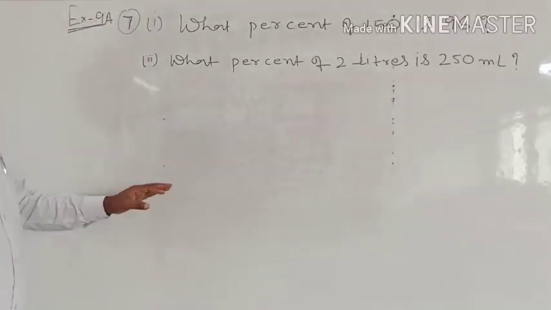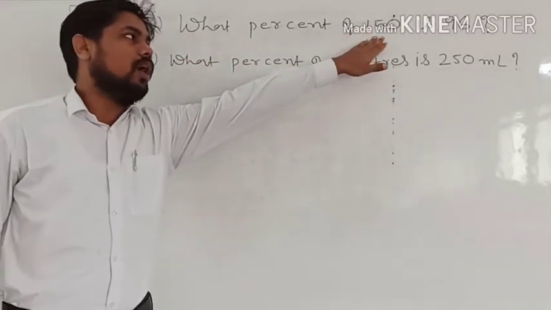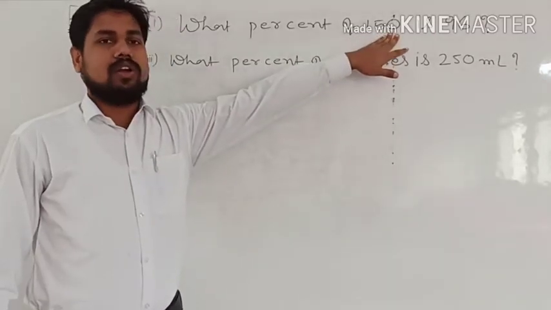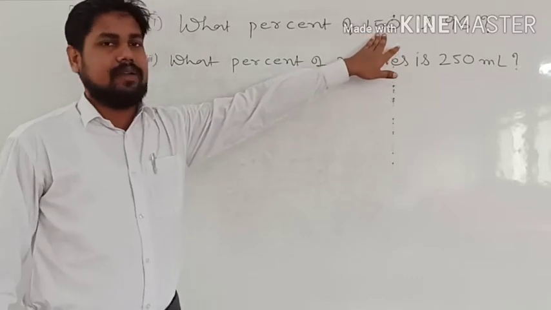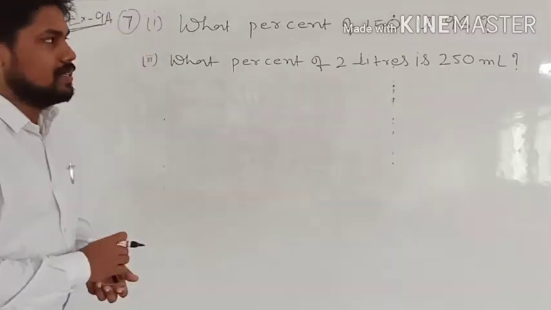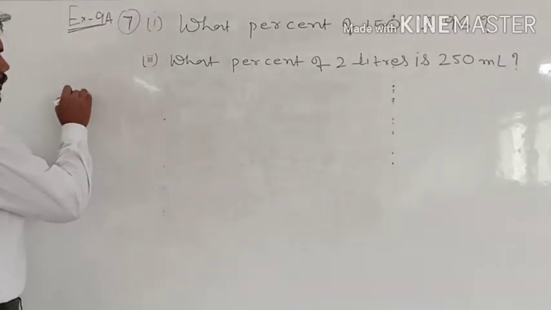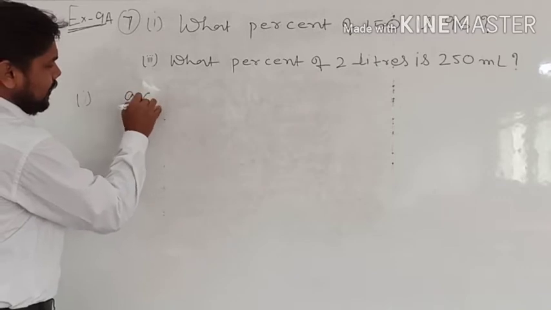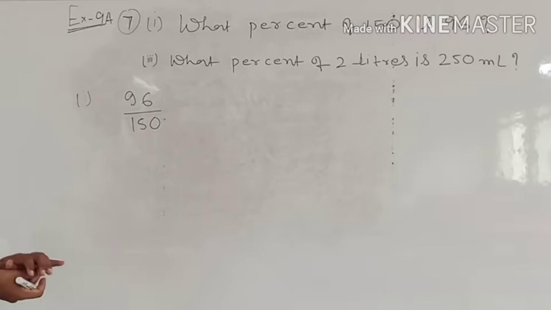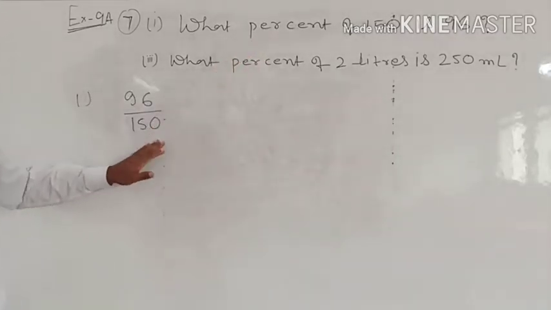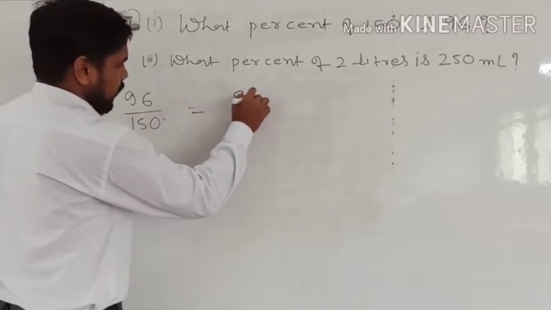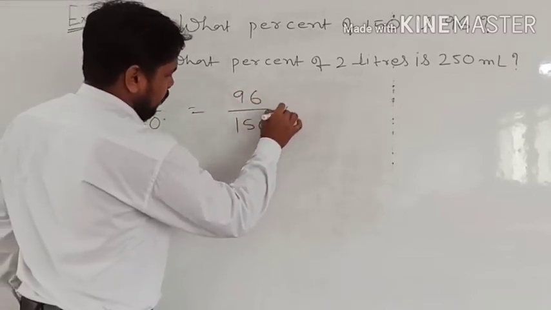So here first it is asking what percent of 150 is 96. So here the total is given. It is not asking what percent in 100. It is not saying 100. In 150, what percent is 96? So that means it is asking about the percent, to find out the percentage of 96 divided by 150. So this is the fraction, and now you have to convert this into the percentage. If you want to convert this into percentage, it will be 96 divided by 150 multiplied by 100.